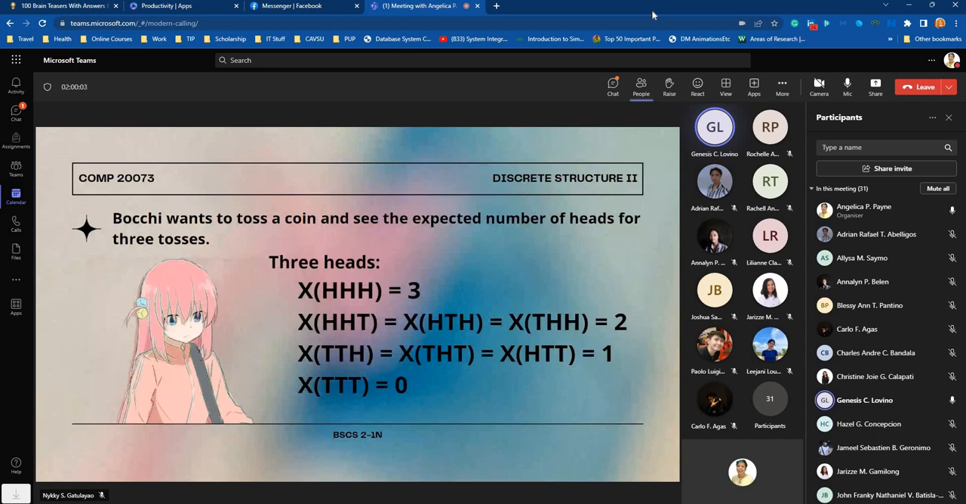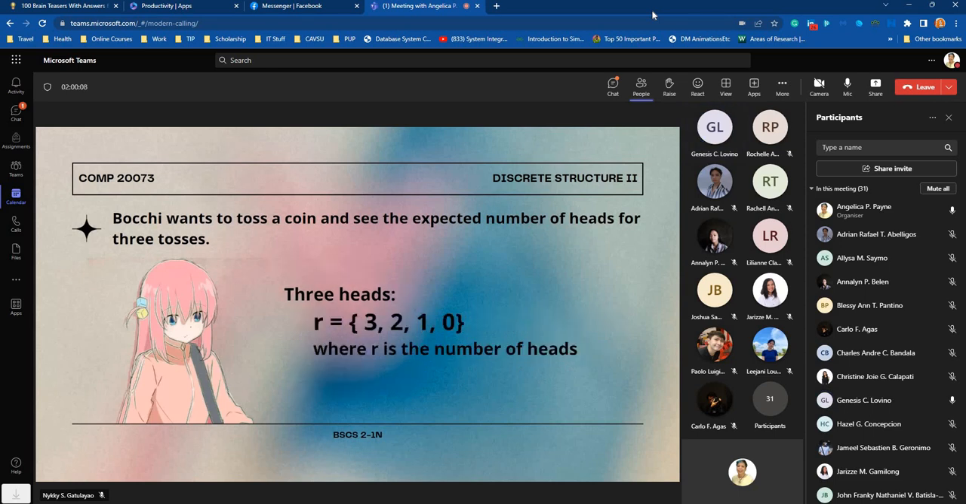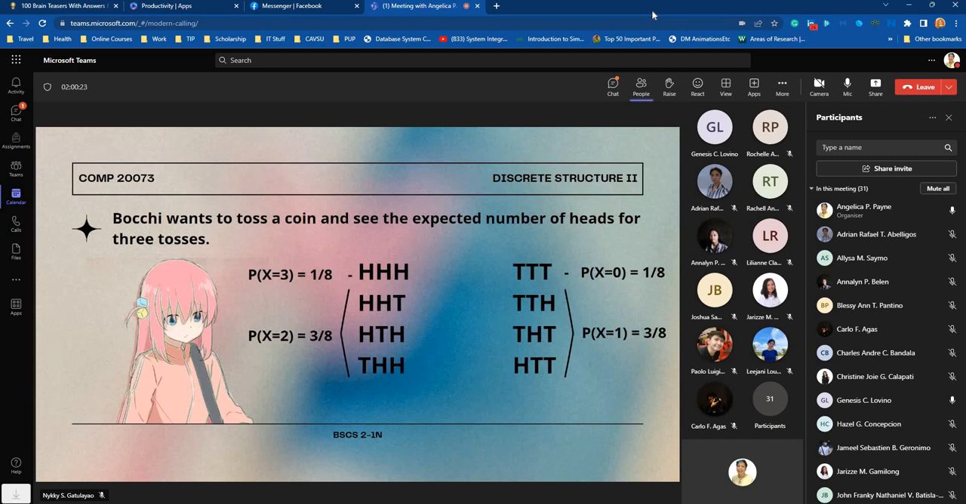And then, next slide please. Yan. So, our range would be the 3, 2, 1, and 0, where R is the number of heads. And then, next slide. Yan. And also, we're going to get the probabilities of them happening. So, of course, yung ating 2 heads would have 3 over 8. The 1 head would have 3 over 8. The 3 heads would have 1 over 8. And the 0 heads would have 1 over 8 also.